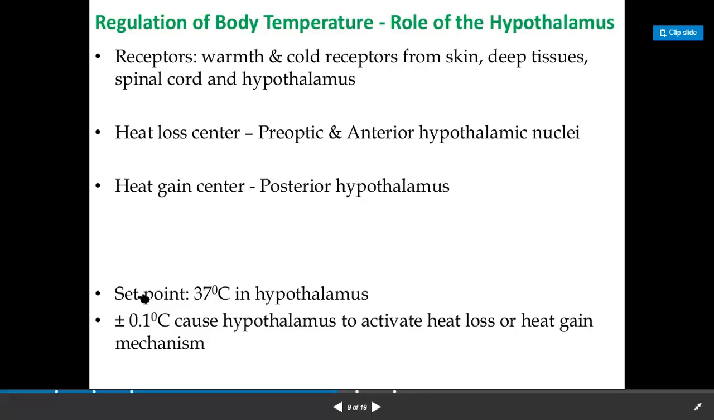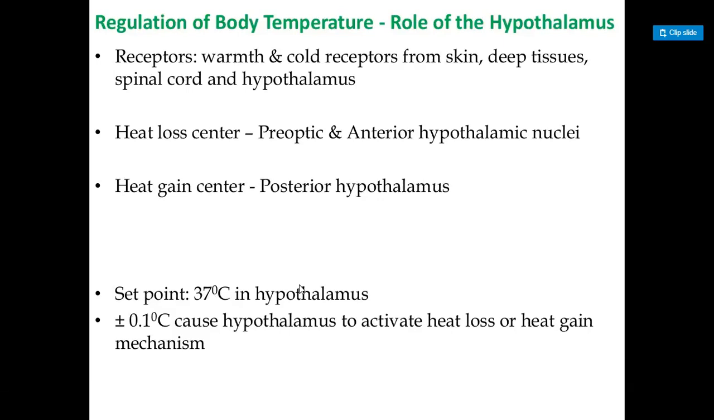Now, so what is the set point? The set point of your body temperature is a temperature level that the hypothalamus sets. And all metabolic activities must be in such a way as to maintain that steady temperature. And we have said that the normal temperature is 37 degrees. So that is the set point of the temperature. And it is the hypothalamus that makes sure that that set point is maintained.